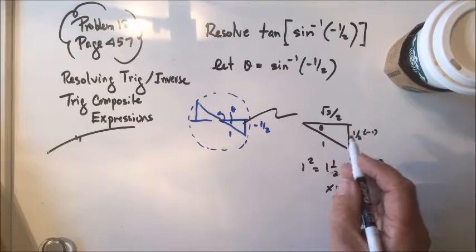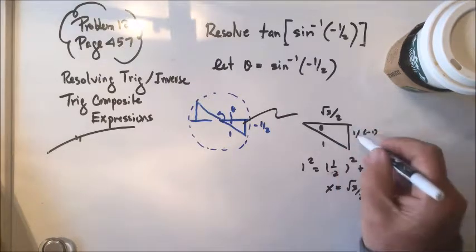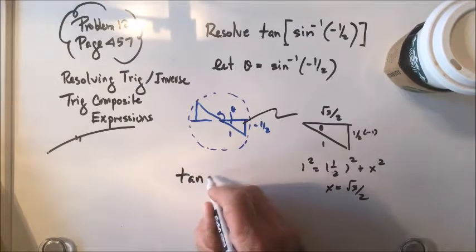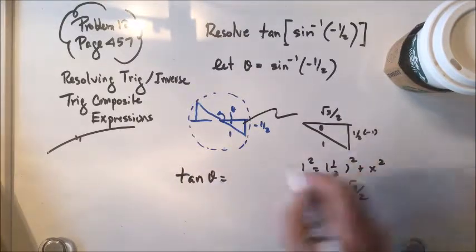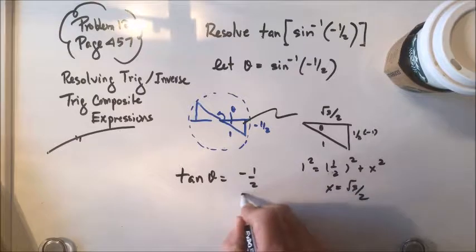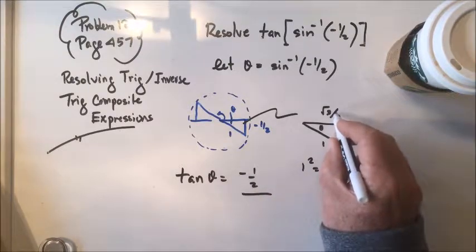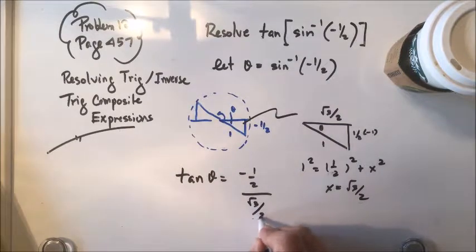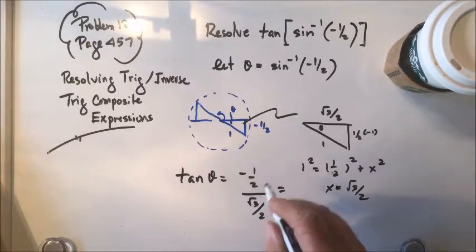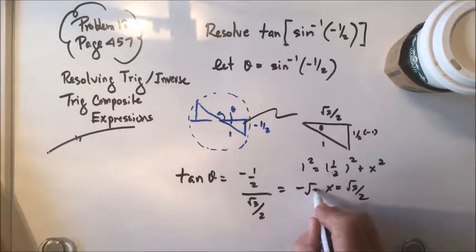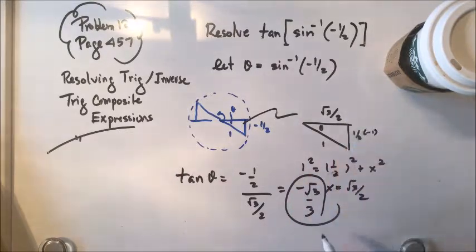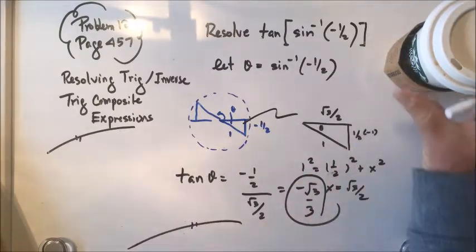Let me find the tangent of theta. Pretty easy. Here's theta, opposite over the adjacent. So the tan of theta is the opposite, I'm going to remember it's minus 1/2, all over the adjacent, which by the way is positive √3/2. And so if I resolve that, the 2's go away, I get minus 1 over √3, which is minus √3/3. And that's the answer to this problem right here. Cheers.